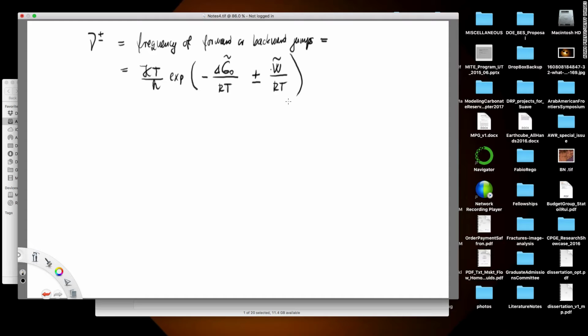Just to be clear, for the downstream jumps, it'd be minus work over RT? If you plot it, because it's the exponential with the negative in there, you'll see that it's a little counterintuitive. You have to think about it, but if you plot the function, you'll know it. Because ultimately, you look at absolute values and what they are doing.